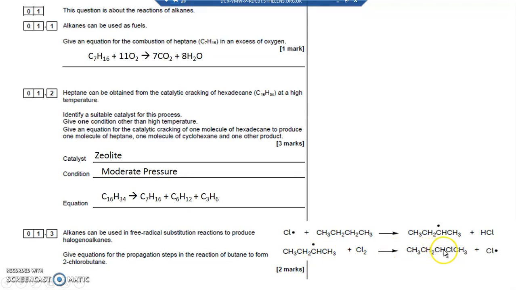So that is 2-chlorobutane, and it says here I'm making 2-chlorobutane, so the dot is there where it's short of a bond. So I've removed the H from there, and made a dot, an unbonded electron, on carbon number 2, because that's where I want my Cl to be, because it specifies that I'm making 2-chlorobutane.